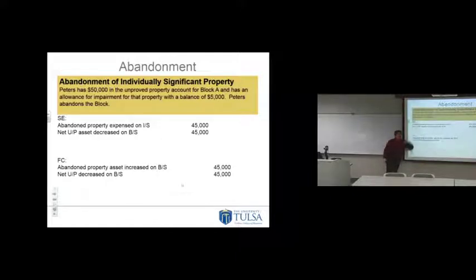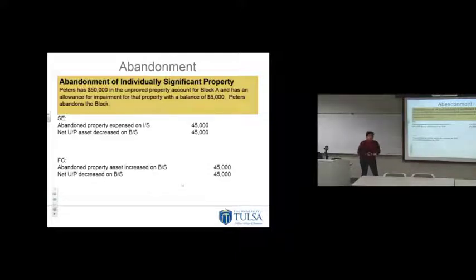Under full cost, it basically looks the same, except now we don't expense this on the income statement. We have an asset, abandoned properties. Again, those are going to remain capitalized as an asset. So the abandoned property asset account is increased on the balance sheet, and net unproved property is decreased on the balance sheet. This property comes out of unproved. That kind of shows that we're not working on it anymore, right? It comes out of that asset. Again, we're going to close the asset and the contra asset, and instead, it's going to go into an abandoned property asset, but it's still an asset.